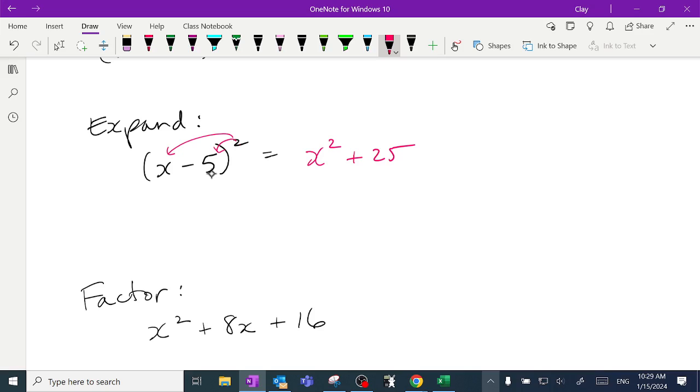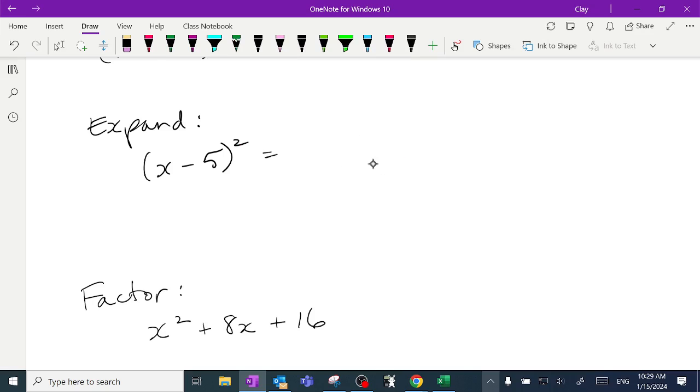4 minus 5 is negative 1. Negative 1 squared would be 1. 4 squared is 16 plus 25 is 41. Does 1 equal 41? Not last time I checked. Something's gone wrong. Some of you are shaking your heads. Yes, I remember my grade 10 teacher making a really huge deal of this. What should you do with x minus 5 squared?